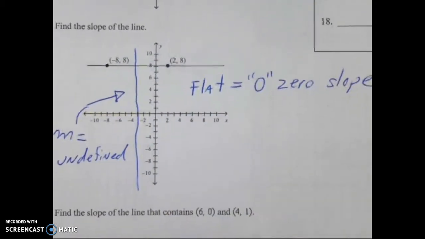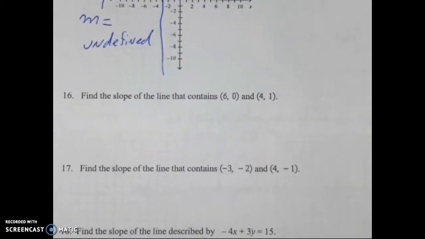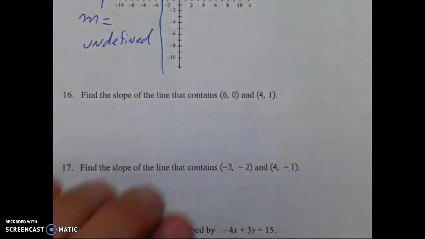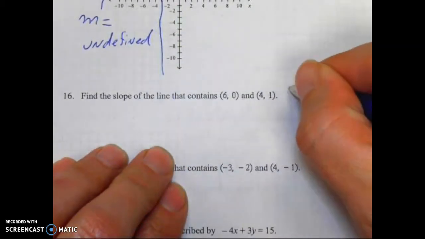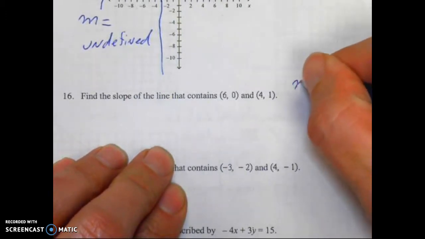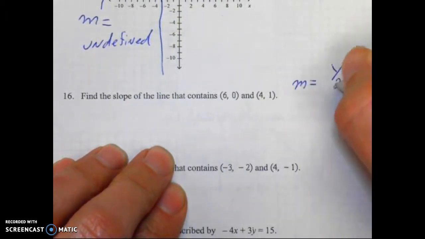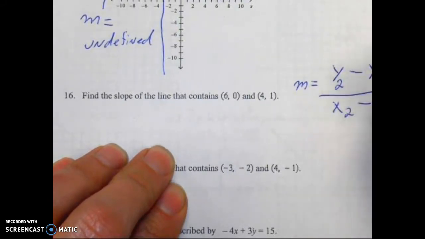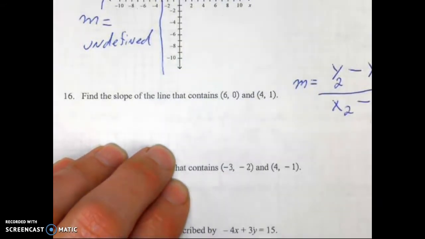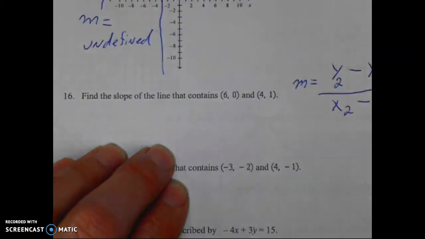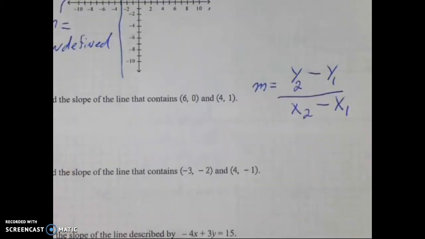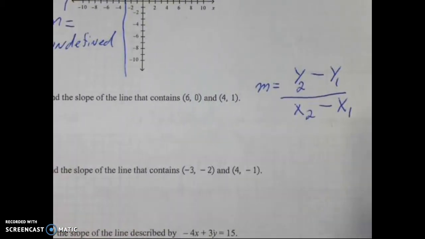All right, now we get to use that slope formula for number 16. So what we're going to do is I'm going to write my slope formula right here. M equals y2 minus y1 all over x2 minus x1. So with that being said, all right, sorry about that. Had some technical difficulties.